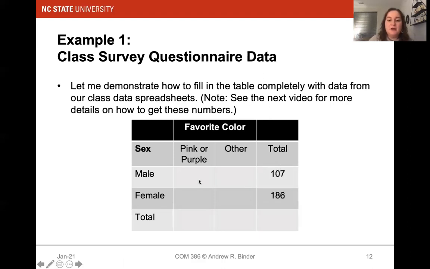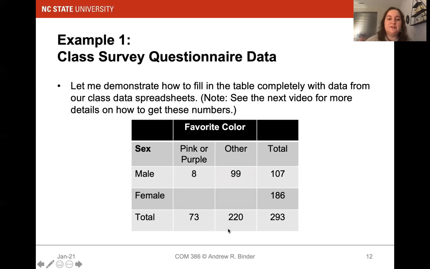So if we have our total number of participants here, so we had 107 male identifying participants and 186 female identifying participants. We also want to know our totals down here. So we had 73 total participants picking pink or purple, and then 220 total participants picking other for favorite color. So then you can take these totals and you can make sure that they correspond to one another. So you can add these two up, and they would come out to 293, and then you would go through, add these up and make sure they both come out to 293 as well.